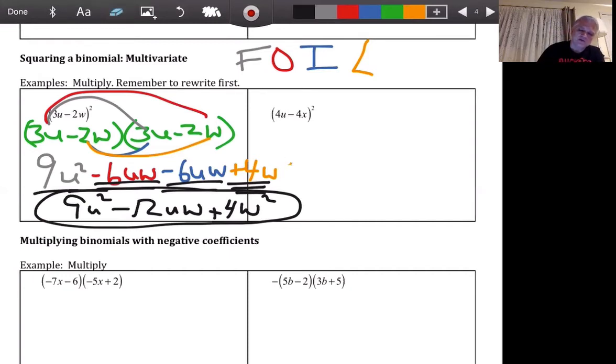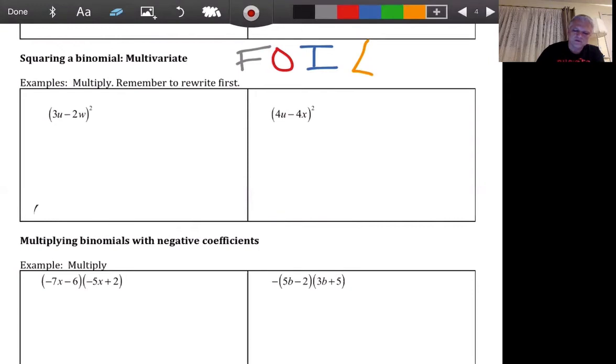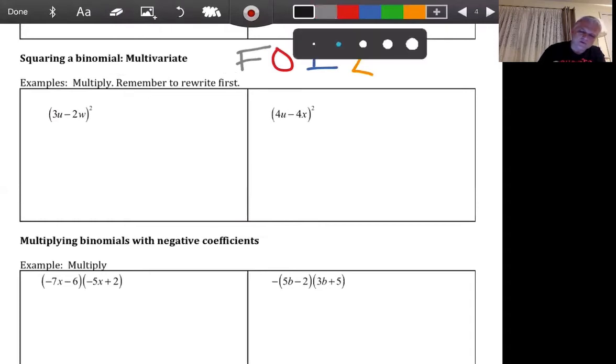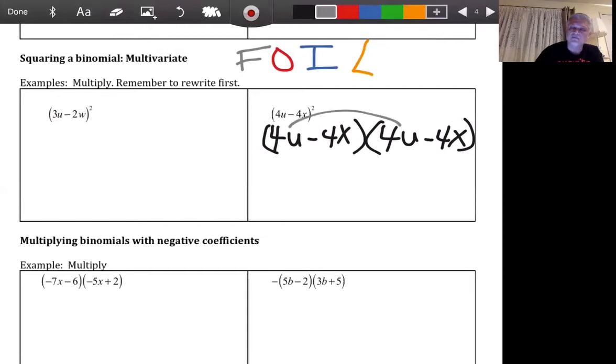All right, I'm going to erase this to give me a little bit of room. Okay, first thing I'm going to do is remember to rewrite. So this is going to be 4u minus 4x squared, which means times itself. Okay, let's do it again. 4u times 4u. 4 times 4, 16. U times u, u squared.